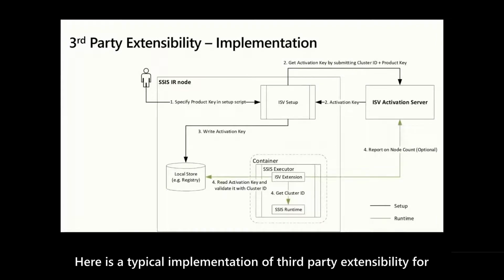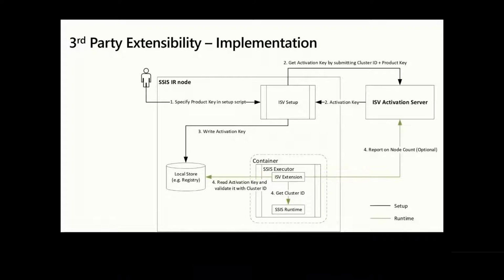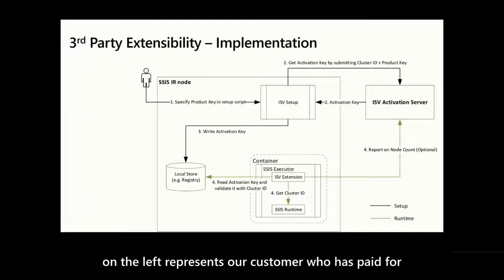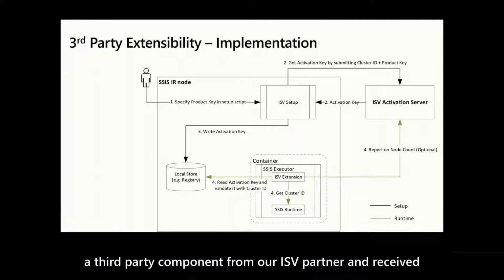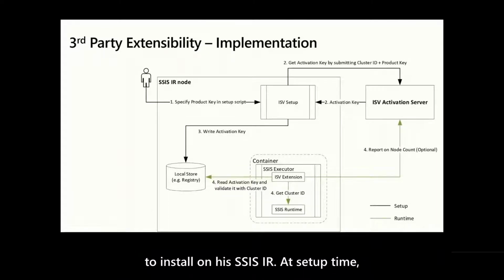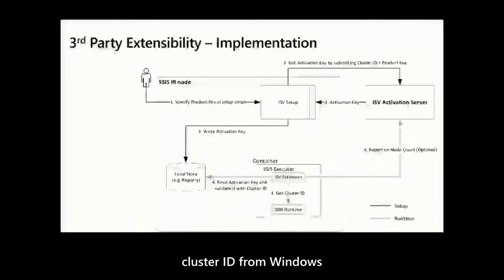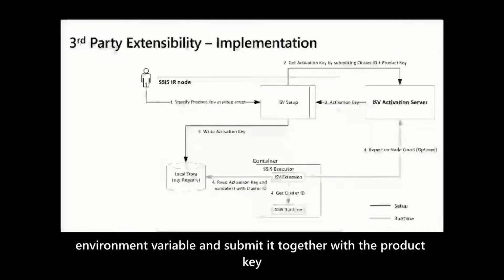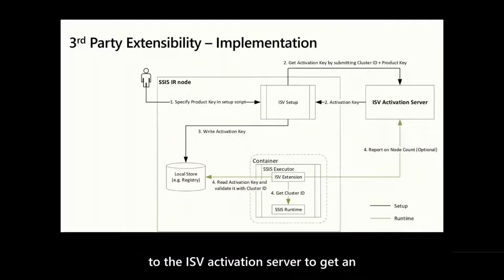Here is a typical implementation of third-party extensibility for SSIS IR. The little guy on the left represents our customer who has paid for a third-party component from our ISV partner and received a custom setup script with product key and associated files to install on his SSIS IR. At setup time, when he provisions his SSIS IR, the custom setup script will run on each node to obtain his SSIS IR cluster ID from the Windows environment variable and submit it together with the product key to the ISV's activation server to get an activation key.